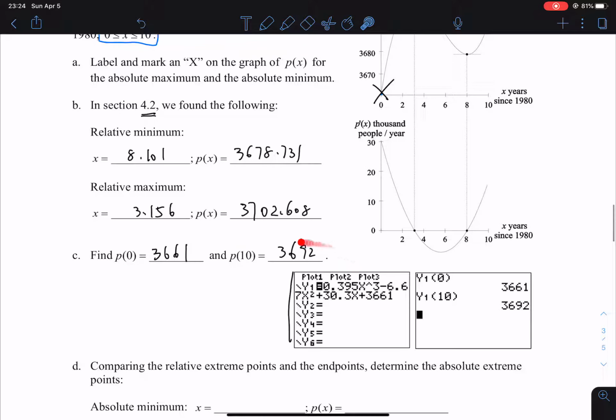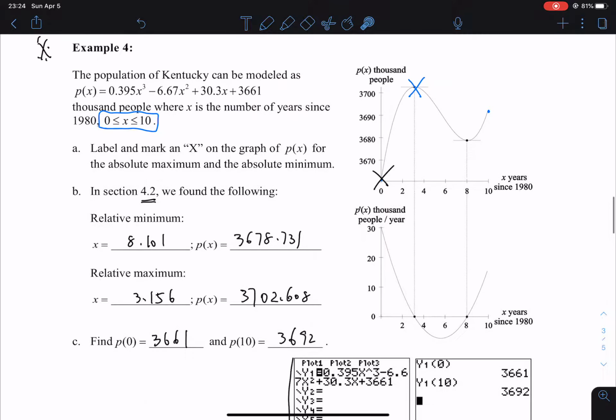That is our step C. The two endpoints: the first one is 0, because it is from 0 to 10, and the second one is 10. We have to find the corresponding function values. p of 0 is 3000, and then p of 10. Next, we have to compare this one and this one.